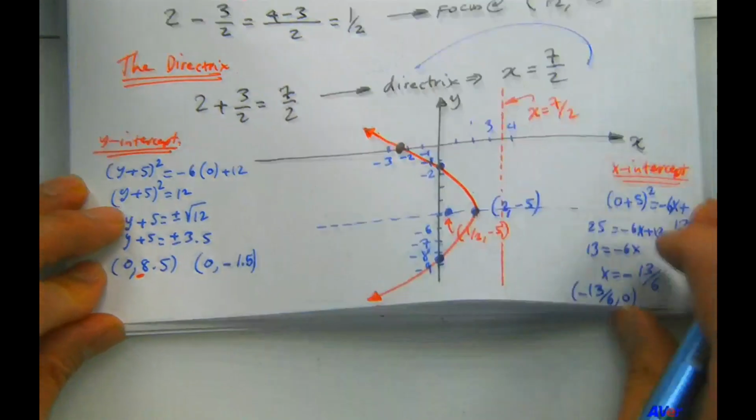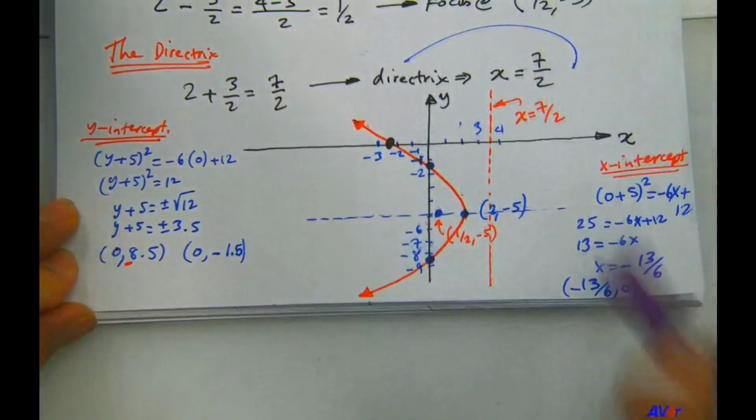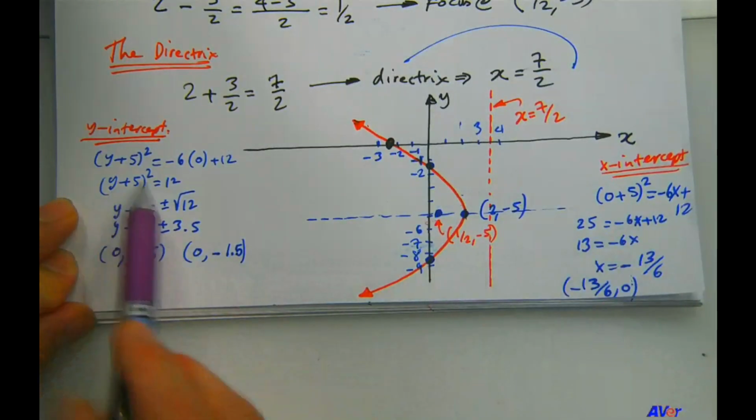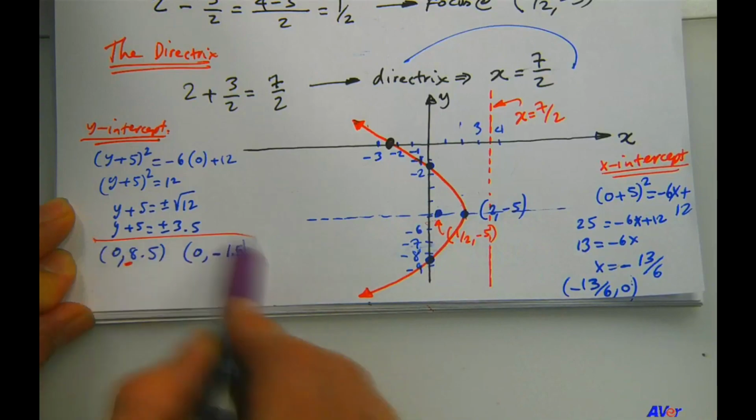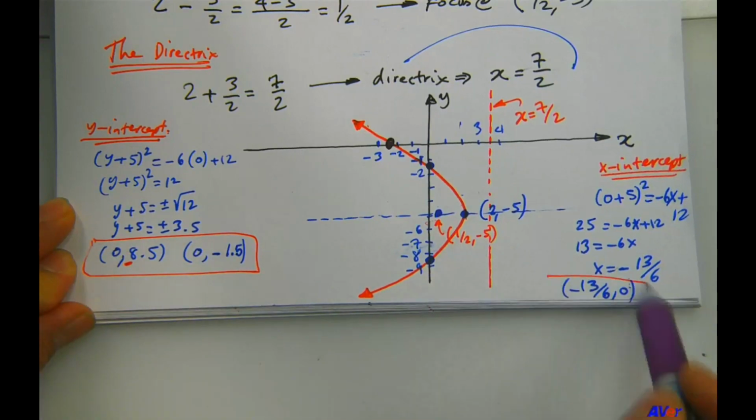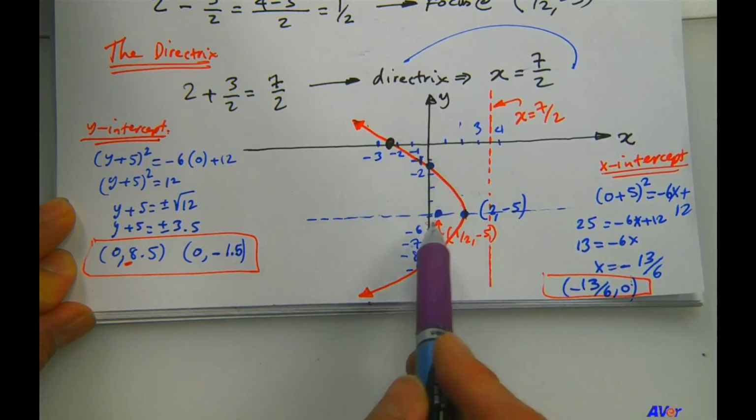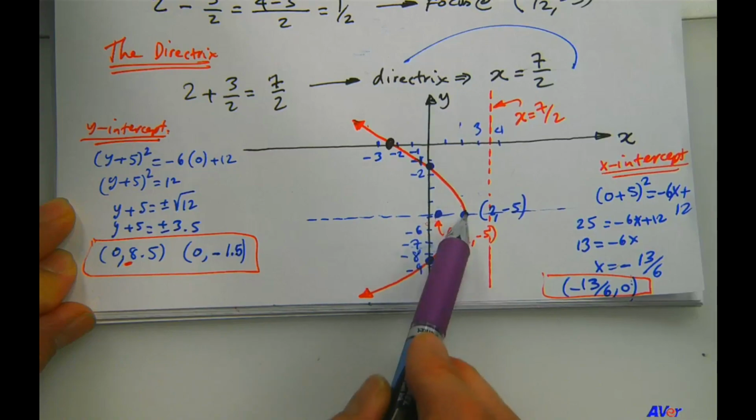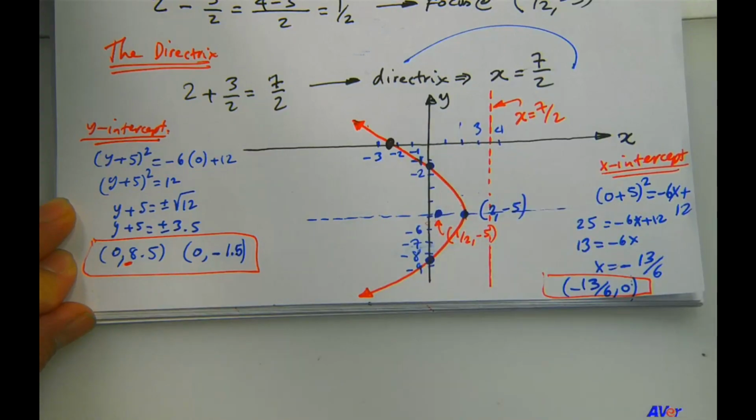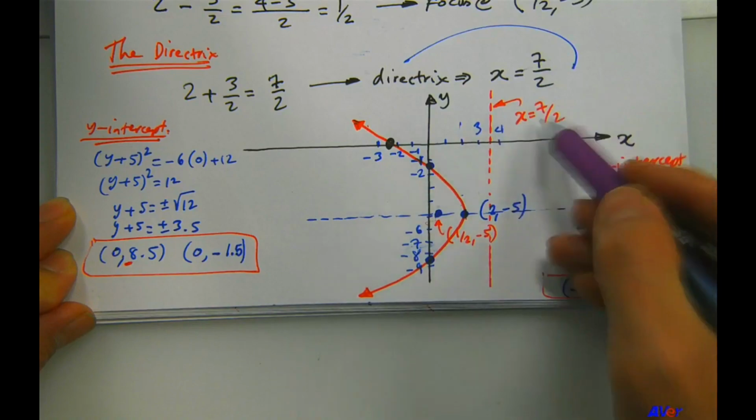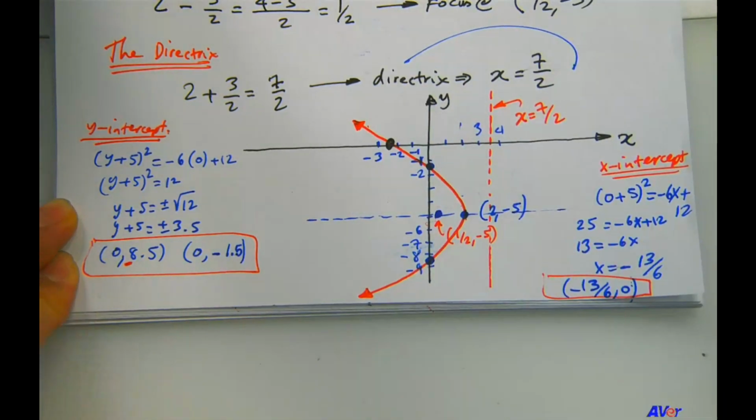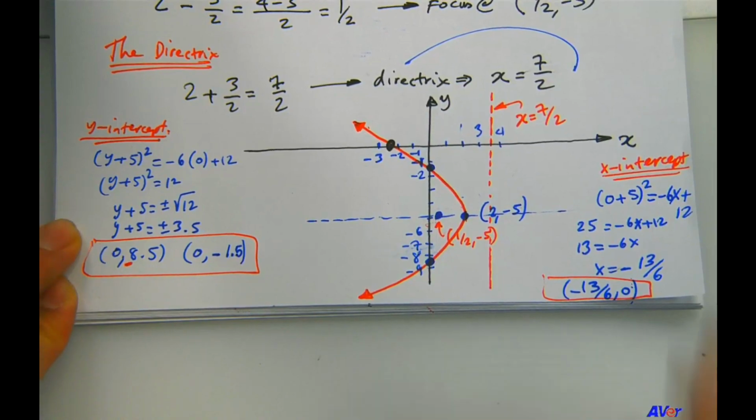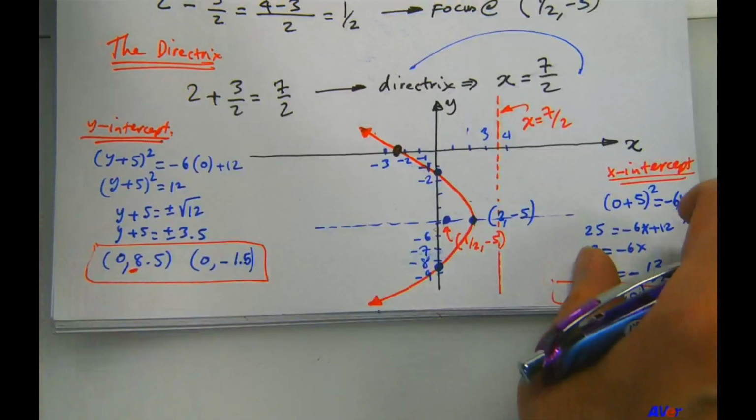So, sorry for cramming again my page here, but that's the y-intercept, the x-intercept calculation. So we have the y-intercept here, the x-intercept here, and the focus point is here, the vertex is here, and all of that. And of course the directrix, which has this equation, x equals 7/2. Okay, so let's do another example.